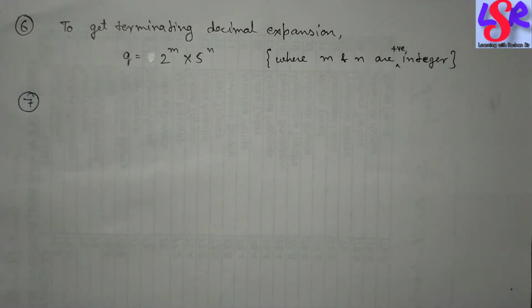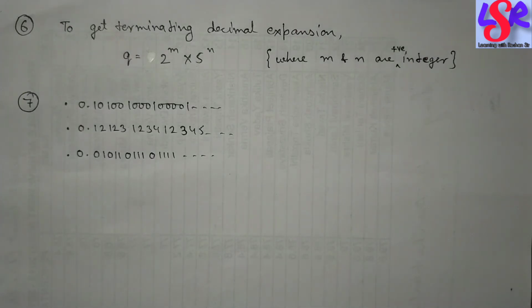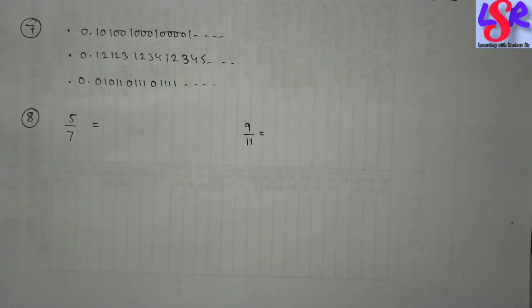Now in question number 7, write 3 numbers whose decimal expansions are non-terminating and non-repeating. So you can give any 3 examples, and here we get some examples which are non-terminating and non-recurring in nature. Now let's see question number 8.